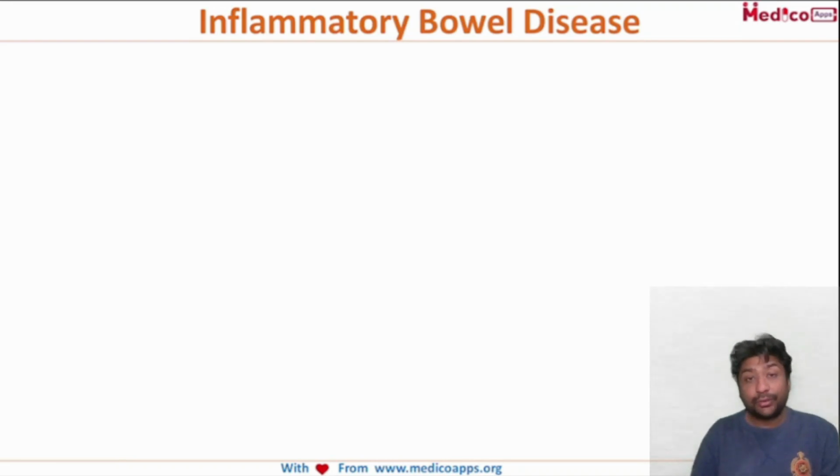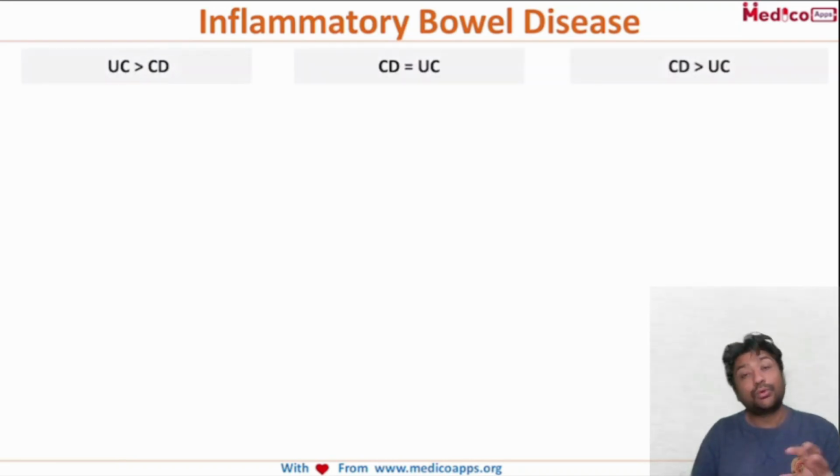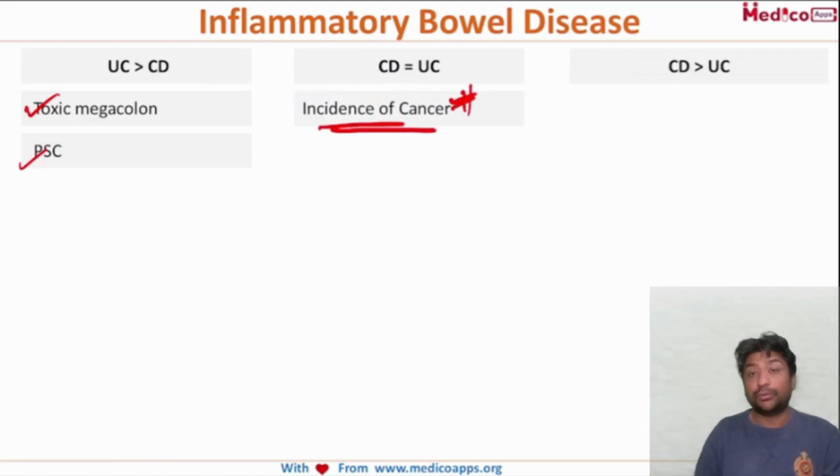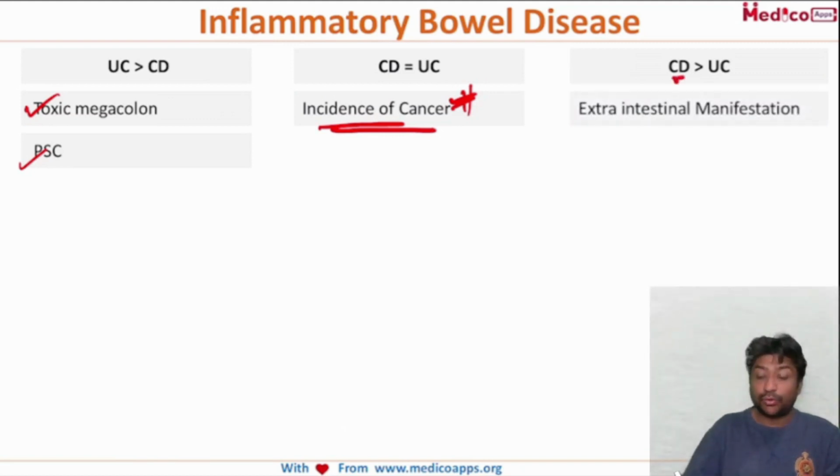As a comparative, if you remember, there are certain things which are more common in your ulcerative colitis, certain things which are more common in your Crohn's disease, and certain things which are equal in both. When we talk about more common in ulcerative colitis: toxic megacolon and primary sclerosing cholangitis. When we talk about equal incidences, it is the incidence of cancer which is equal in both. What is more common in Crohn's disease? Extraintestinal manifestations will be more common in Crohn's disease. So this is again a very important table.